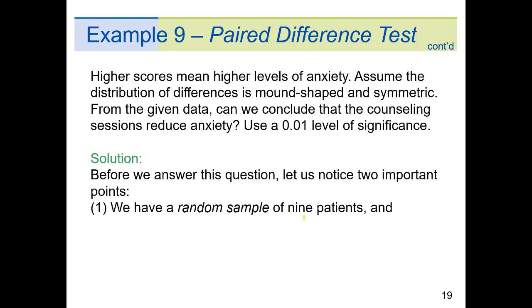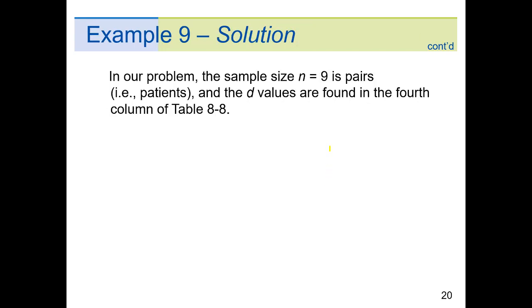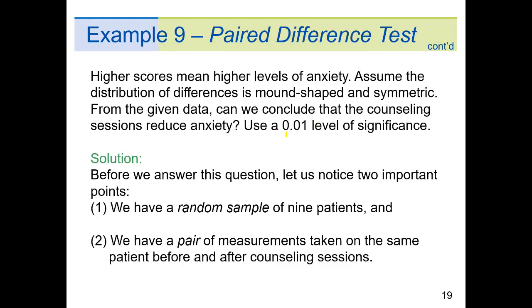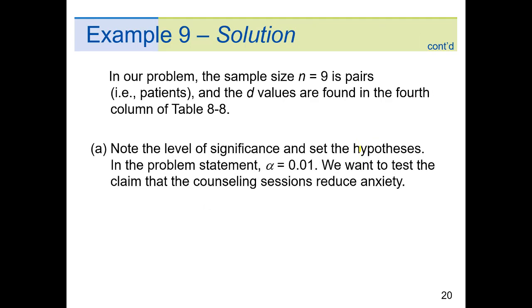Before we even begin, we have two important points. We have a random sample, so that's good. And we have a pair of measurements taken on the same patient. That's good. That means we can do a paired difference test. The sample size is only 9, but that's okay because we are assuming the distribution is mound-shaped and symmetric. Since we're assuming that, we can still proceed. Otherwise, we need at least 30 samples. So we've already noted our alpha needs to be 0.01 and our hypotheses.